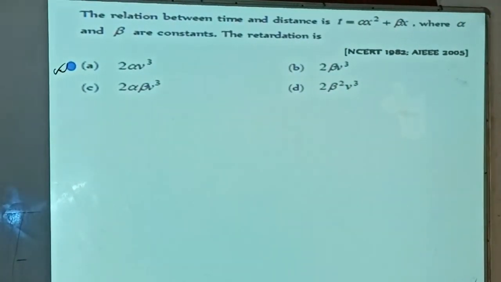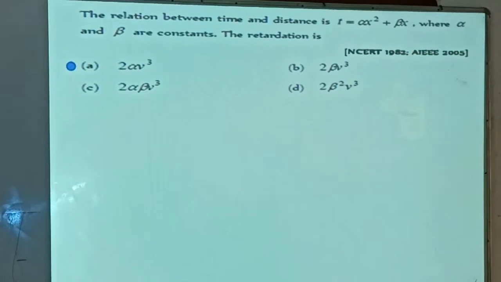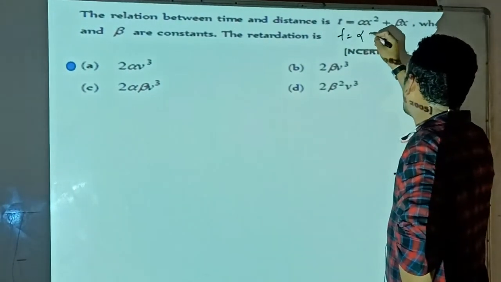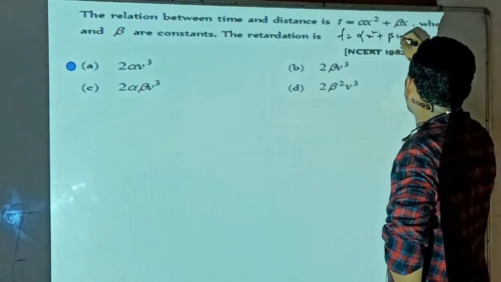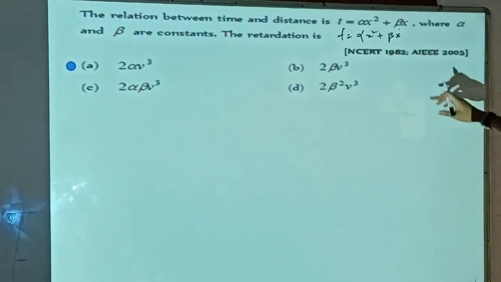Next question is: given the relation between time and distance, t is equal to alpha x square plus beta x, where alpha and beta are constants, the retardation is... So you are asked to find out the retardation.